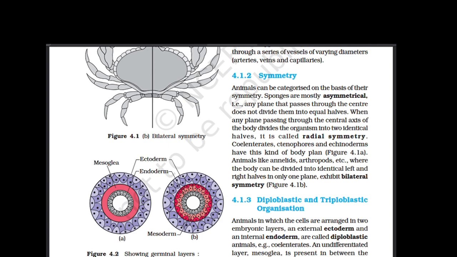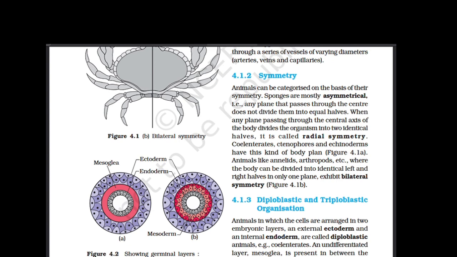Symmetry. Animals can be categorized on basis of their symmetry. Sponges are mostly asymmetrical, that is, any plane that passes through the center does not divide them into equal halves. When any plane passing through the central axis of the body divides the organism into two identical halves, it is called radial symmetry. Coelenterates, ctenophores, and echinoderms have this kind of body plan.